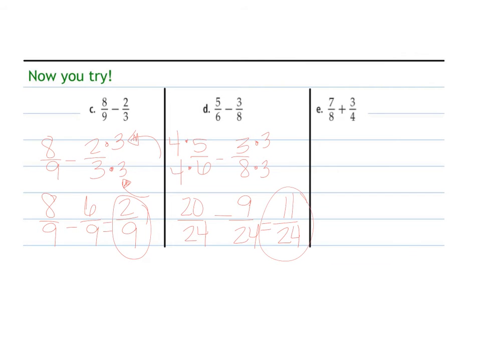And then 7/8 plus 3/4. 4 can go into 8, so 4 times 2, 3 times 2, so 7/8 plus 6/8 would be 13/8. This is an improper fraction, so it's not in simplest form, so I have to make it a mixed number. I know 8 can go into 13 one time, which would be 8, and then 13 minus 8 is 5, and keep my denominator, so 1 and 5/8.